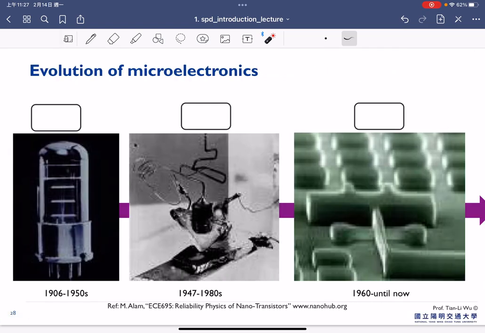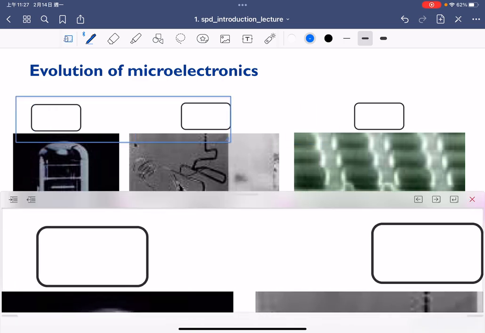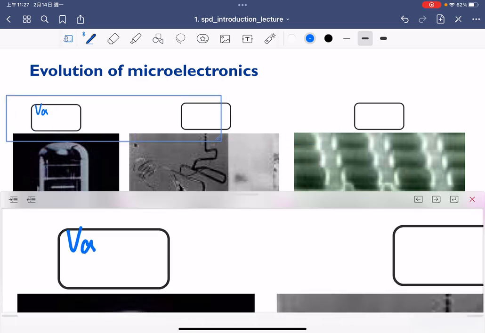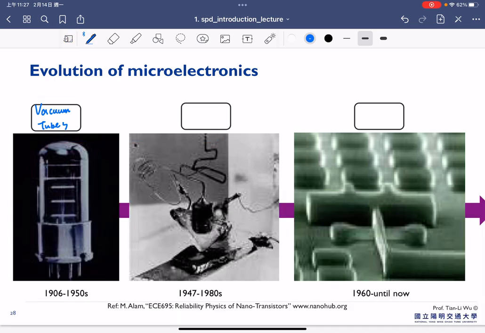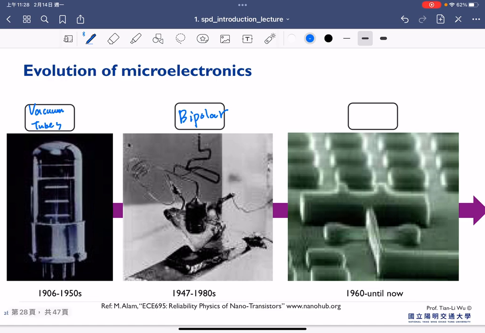And for the evolution of microelectronics, we still talk about some old history here. This is the early stage when we don't have the transistor. The first one we talk about is the vacuum tube. And the second one, starting from 1947, is the bipolar. This is the one I already mentioned. We will talk about the BJT later, which is the bipolar transistor. And we also have another one called the MOSFET.